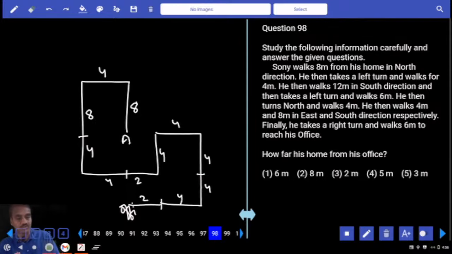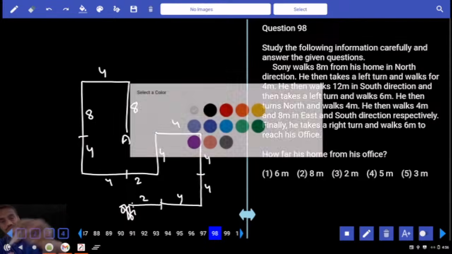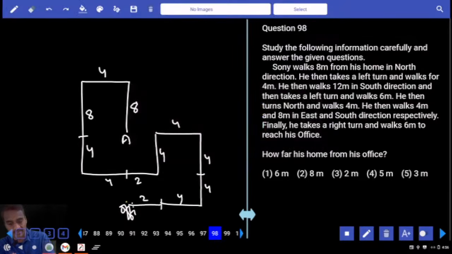Then how far is home from his office? Now we need to find out home from the office. Now the distance is so much. This is 4, this is 4. 4 plus 4, 8 meters. That is choice 2 for question number 98.